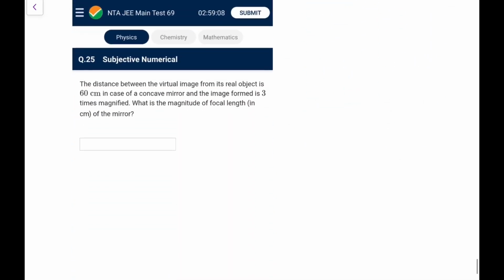Next one. The distance between the virtual image and its real object is 60 centimeter in the case of a concave mirror, and the image formed is 3 times magnified. Virtual magnified image means the object is placed between pole and focus. What is the magnitude of the focal length?